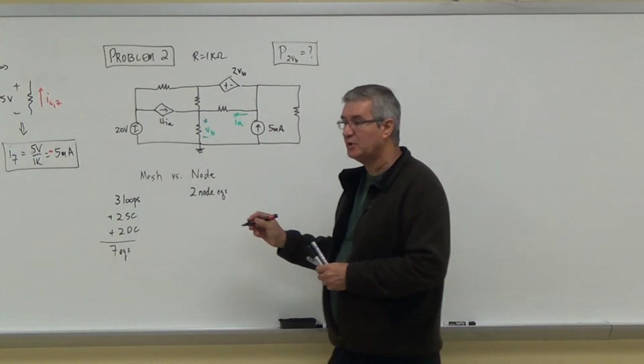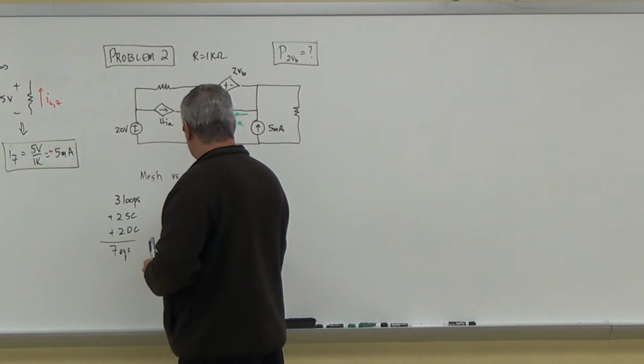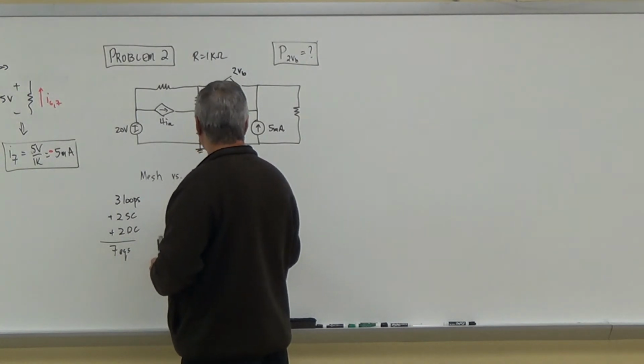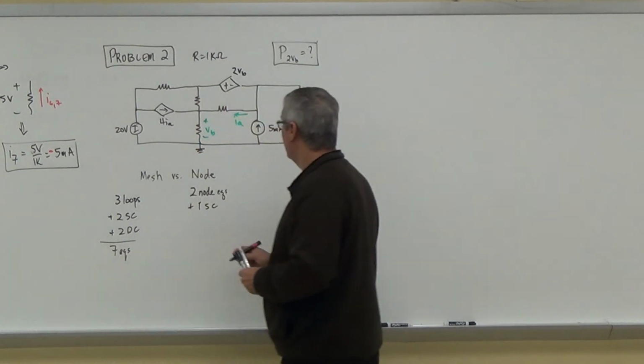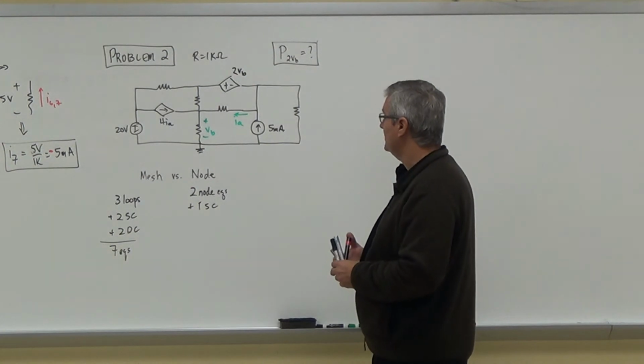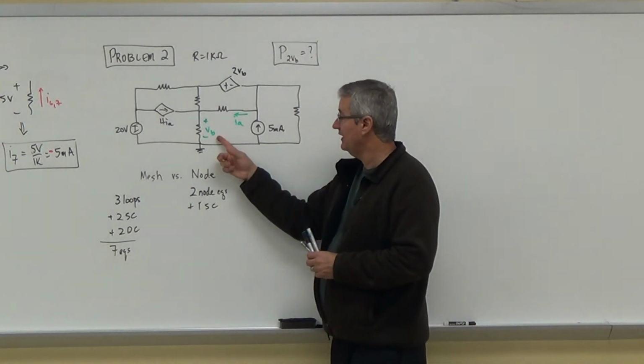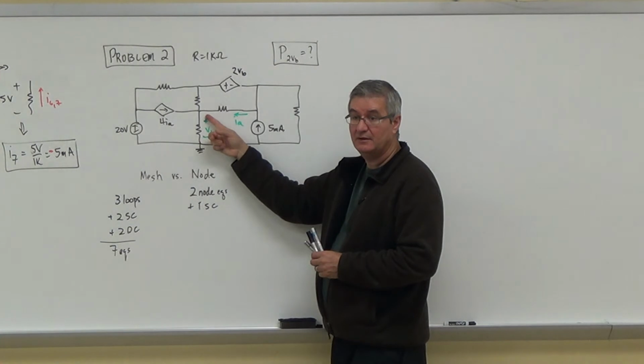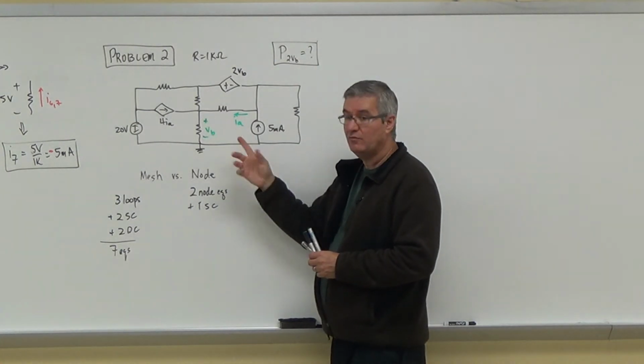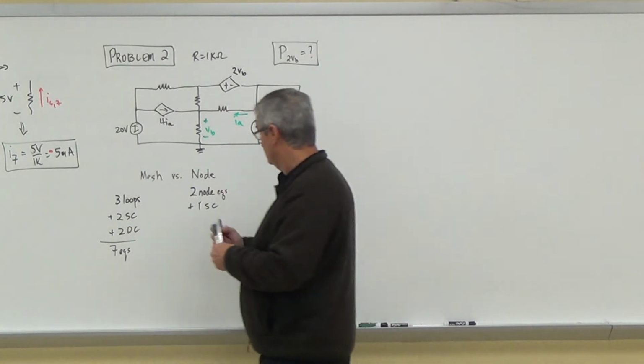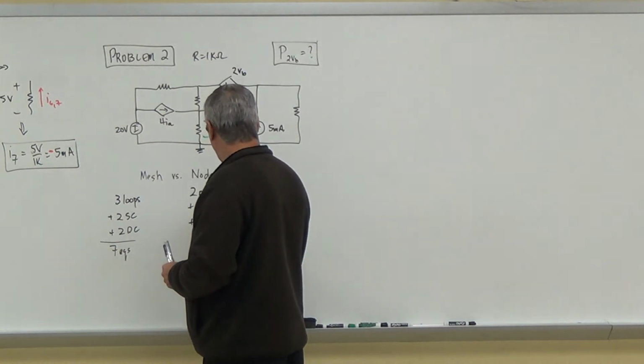So I get one super condition, and then, oh, check this out. See that guy? I'm going to make that node VB. So I only have one dependent condition. So I have one DC.